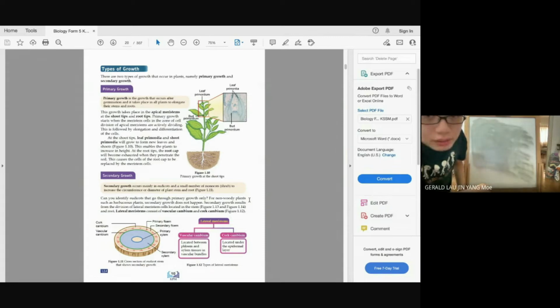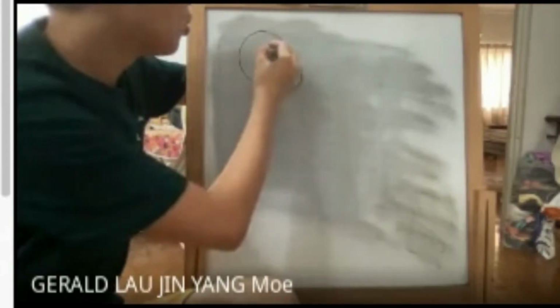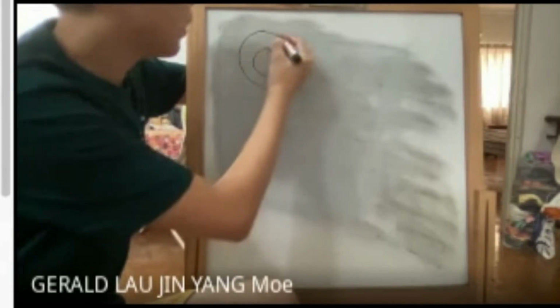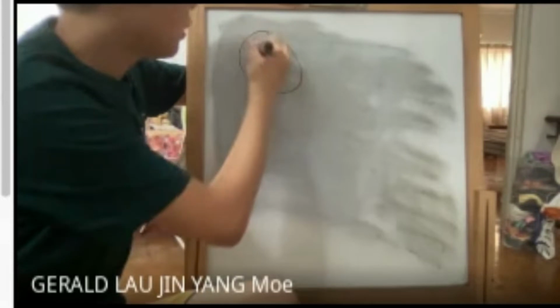Okay. So lateral meristem, later we can also see, consists of vascular cambium and cork cambium. Okay. Now let's see the process. What happens at secondary growth? So you see at first you have your, okay, let's say this is your structure of the stem. So you have this one, your vascular cambium, and okay, like this.